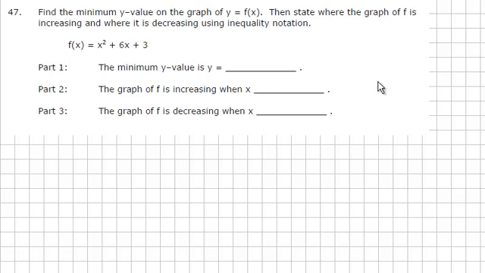Let's first of all investigate this problem with our graphing calculator. What we'll need to recall is that f of x is equal to y, so in place of f of x we can put y in its place. So on our calculator we'll sketch a graph of y is equal to x squared plus 6x plus 3.